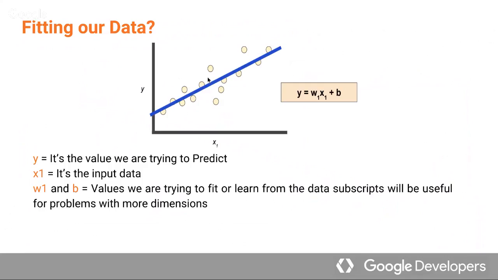Now, second, what I need to do here is fitment of our data. Now, how I denote a line is y equals wx plus b, or y equals mx plus c. Here in this case, y is the value we are trying to predict. X1 is the input data. W1 and b are the values we are trying to fit or learn from the data. Subscripts will be useful for problems with more dimensions.